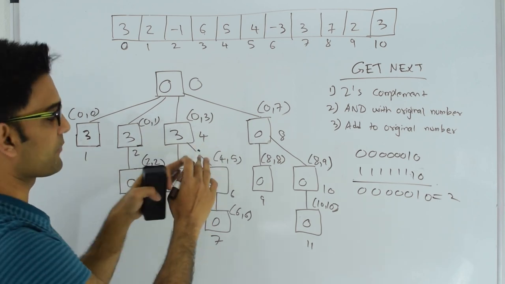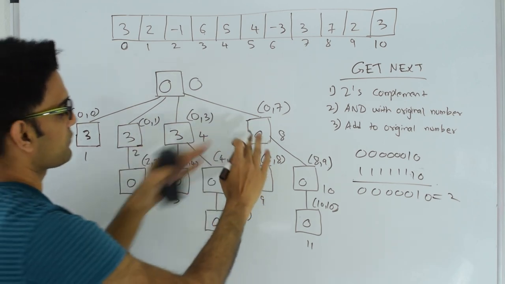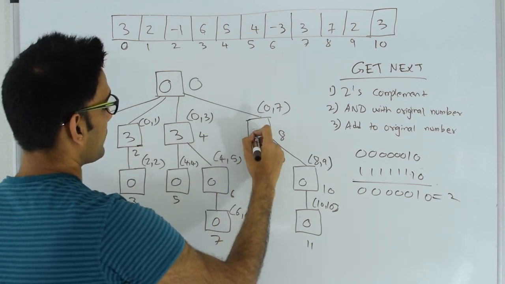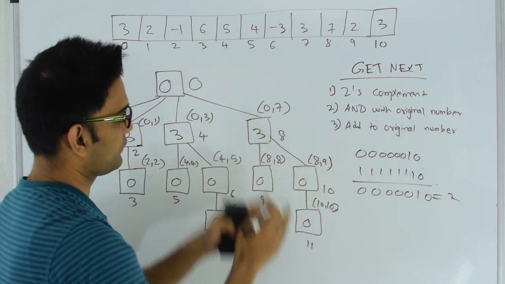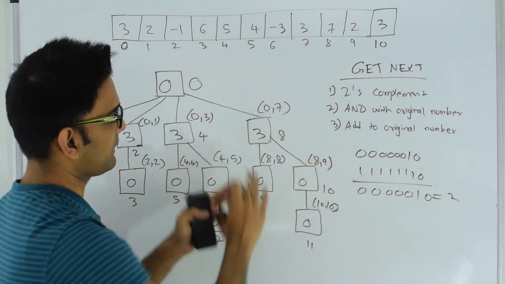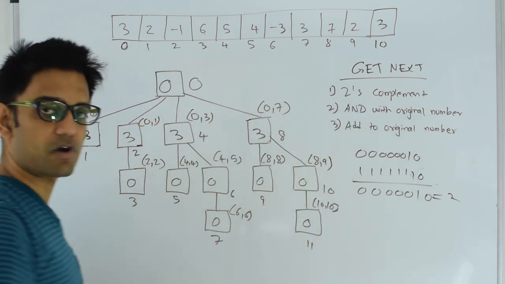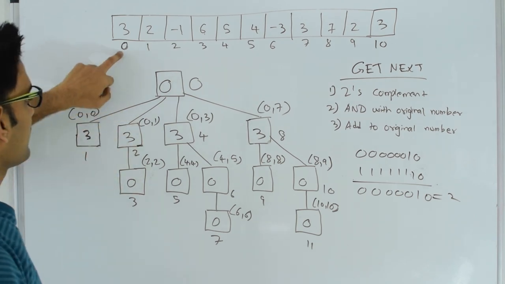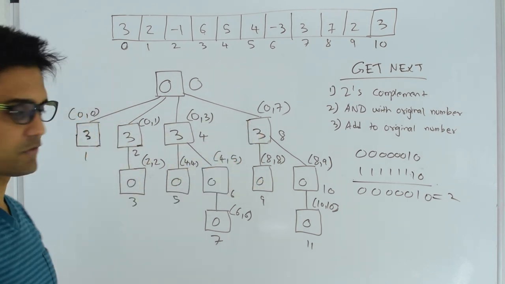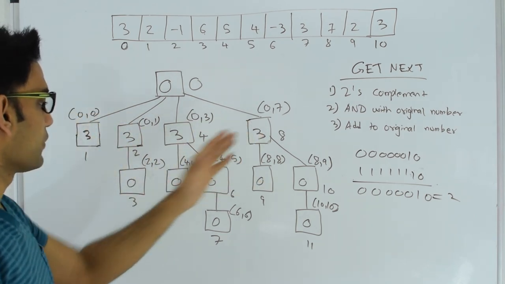Then we again use the same formula on 4 and get the next one, which will be 8. So this will also become 3. And then we use the same formula to get the next after 8, and that will be greater than 11, so we stop the process. So we have updated 0 here. The amount of time it took was O of log n.